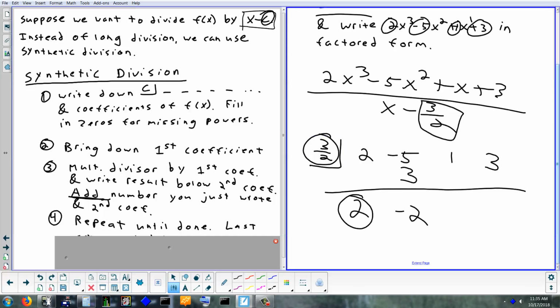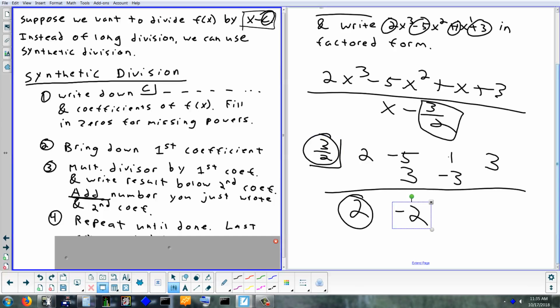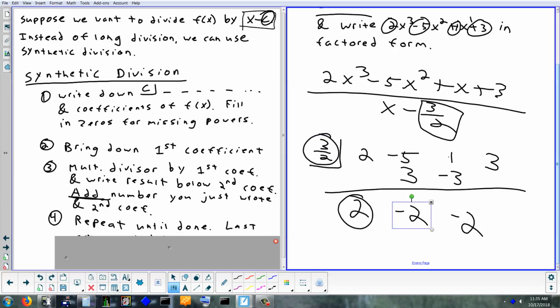What's 3 halves times -2? -3. 1 plus -3. Add those up. What do we get? -2. So, really, we're going to do the exact same thing again. 3 halves times -2. -3. And now add that column. 0. What do you think the 0 is? Remainder. That's the remainder. Yep.